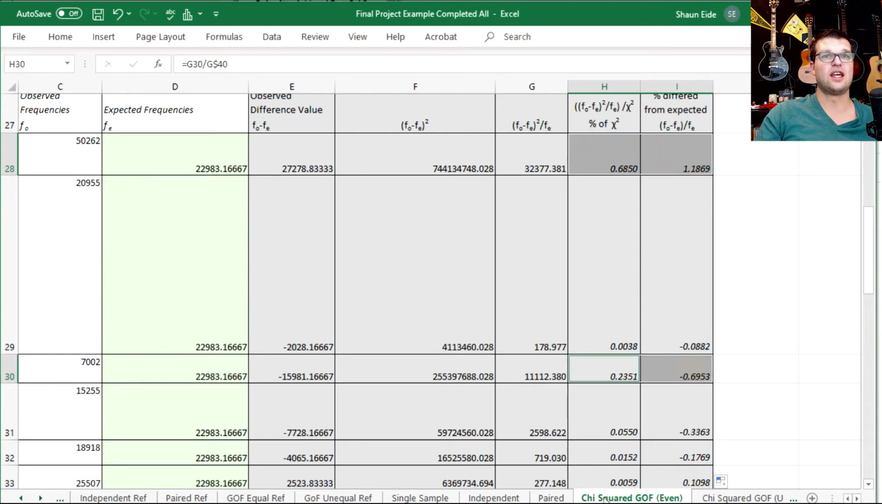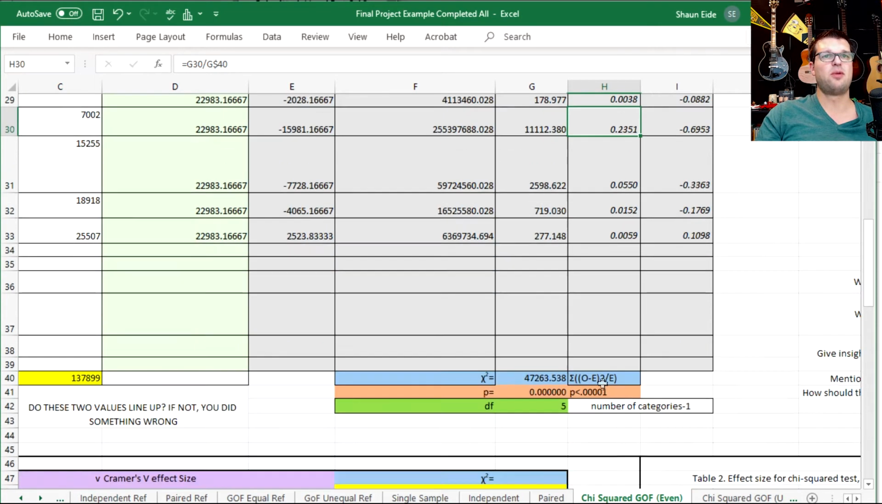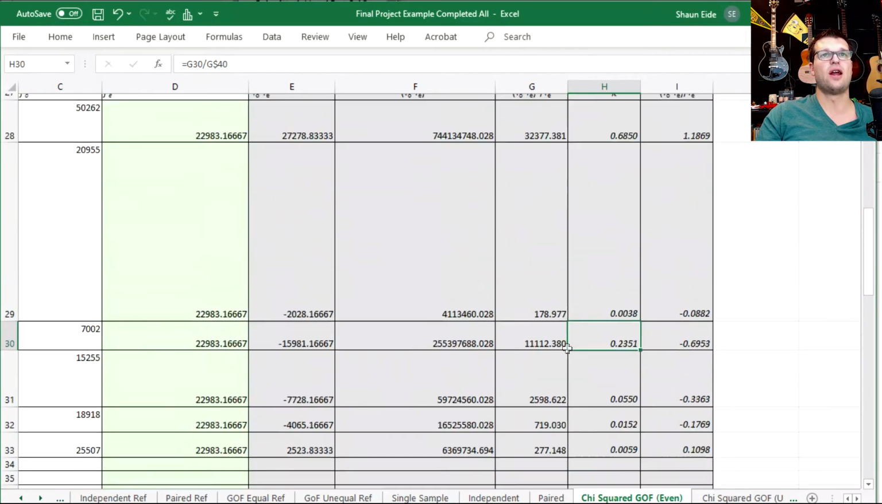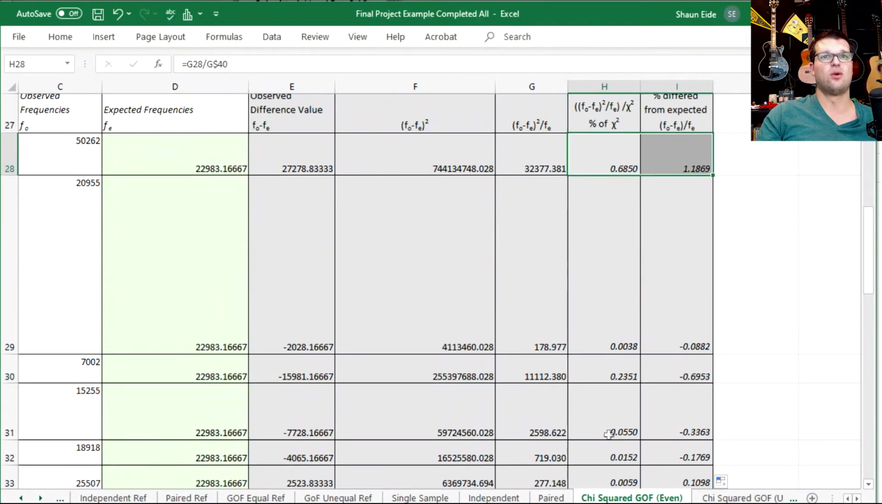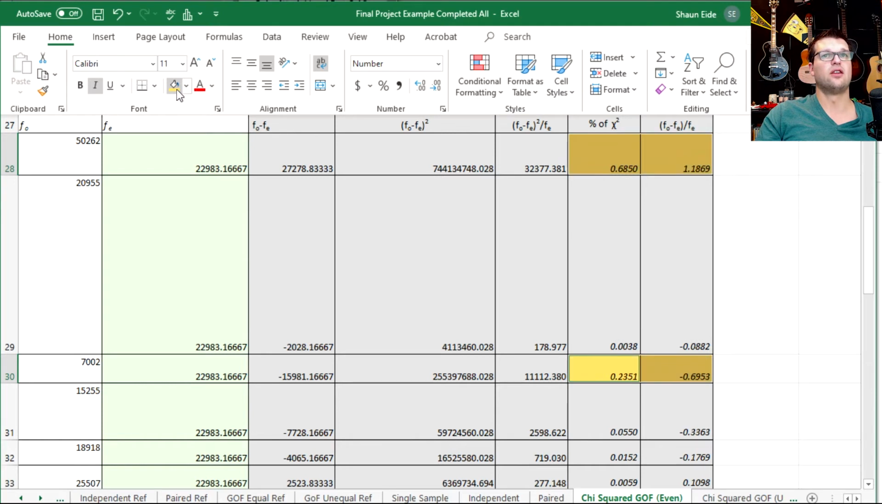Okay, these two together, because only the ones that contribute a lot to the chi-squared are the ones that you should be interpreting. So just be paying attention to that while you do your write-up. And so we're going to go right there, and we're going to go right there, and I'm going to highlight those.